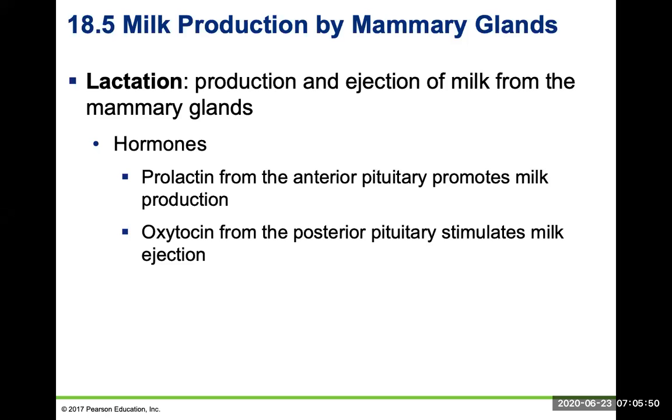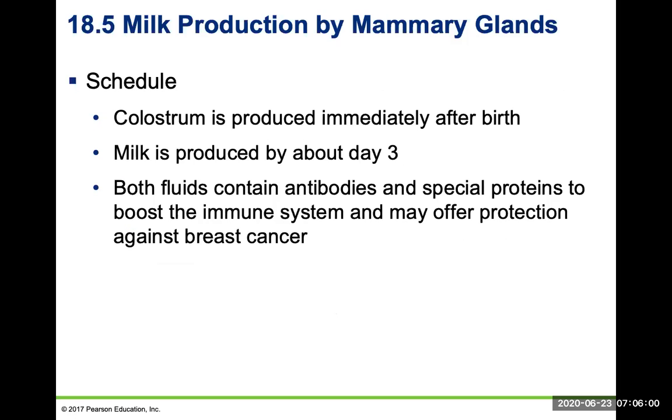Lactation is the production and ejection of milk. It's caused by prolactin, which promotes milk production, and oxytocin, which stimulates milk ejection. For the schedule of milk production, colostrum is produced immediately after birth to help nourish the baby, and then milk will be produced about day 3. Both contain antibodies and special proteins to boost the immune system of the baby and could offer protection for the woman against breast cancer.